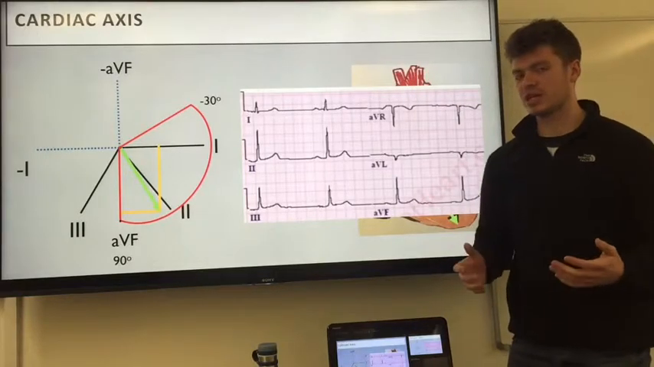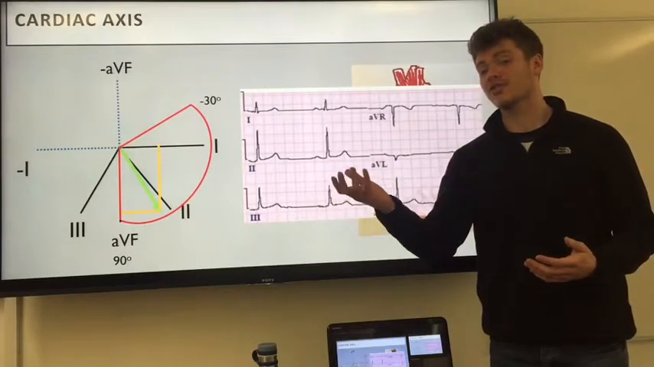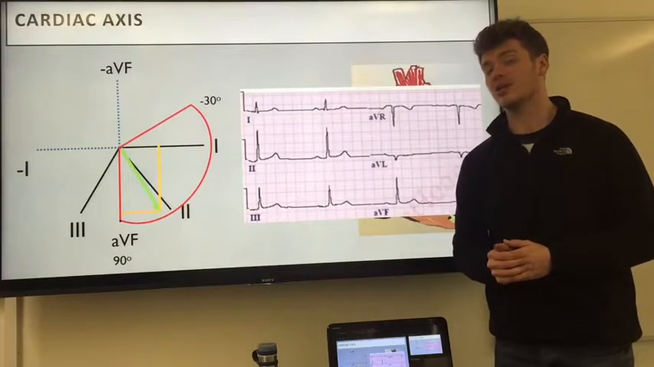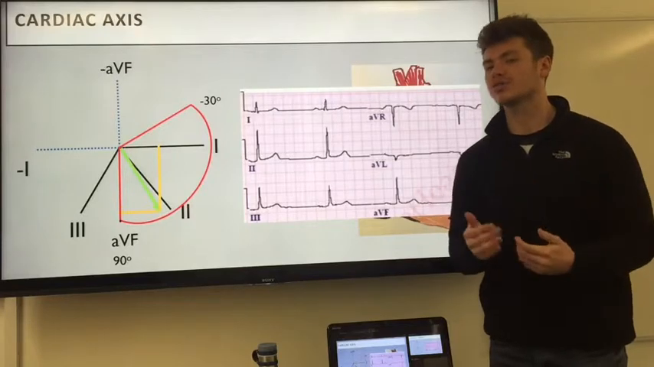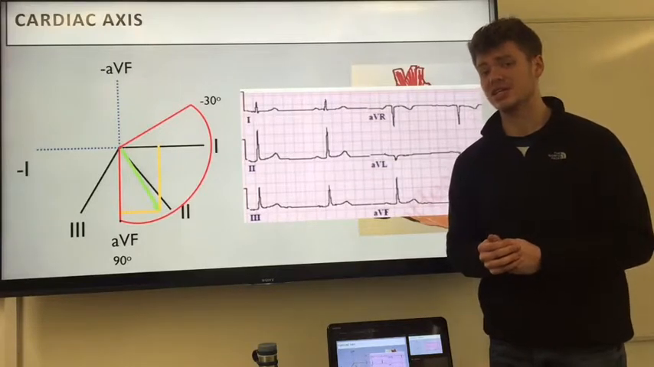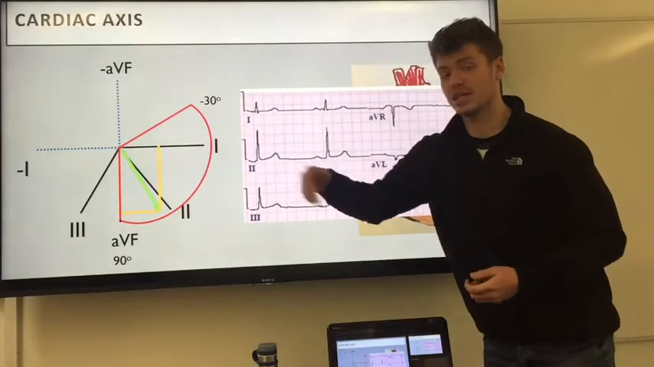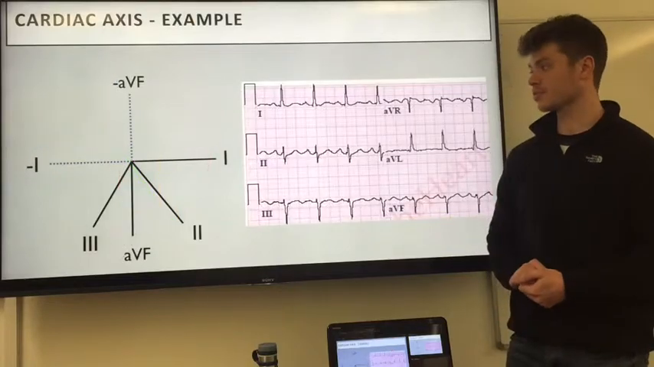But unfortunately, we're not given someone's main vector of the QRS and told to work out what it would look like on an ECG. We have to do that whole process in reverse when we're looking at someone's ECG. We're given this, and we have to then work backwards to see what the axis looks like. So let's give that a go here.